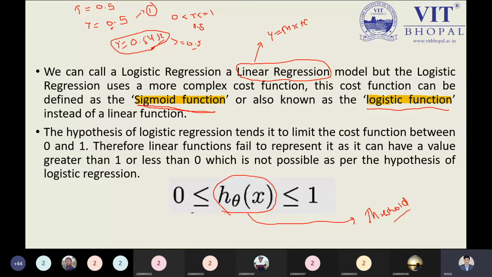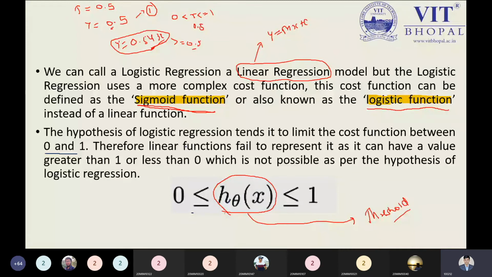How can we represent the linear function, the linear regression? Our straight line equation, y equal to mx plus c. This is the threshold value I can say over here, and I told you many times. The hypothesis of logistic regression limits the cost function between 0 and 1, as we have seen a few seconds ago. This linear function fails to represent it, as it can have values greater than 1 or less than 0, which is not possible as per the hypothesis of logistic regression.